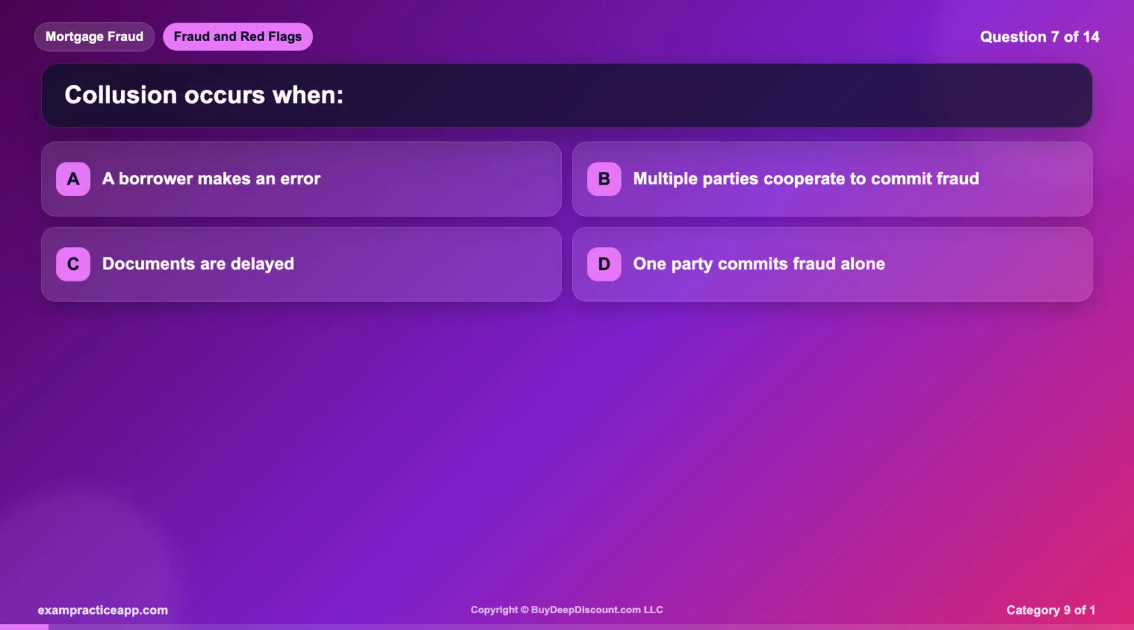Question 7. Collusion occurs when, option A, a borrower makes an error. Option B, multiple parties cooperate to commit fraud. Option C, the documents are delayed. Option D, one party commits fraud alone. Take a moment to choose your answer. The correct answer is option B, multiple parties cooperate to commit fraud. Explanation: collusion involves coordinated fraudulent actions.